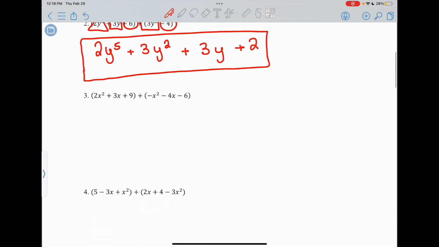Let's do number 3. I have 2x squared and -x squared. Those are like terms. I also have 3x and -4x, and 9 and -6. So 2x squared and -x squared just makes 1x squared. 3x and -4x makes a -x. And 9 minus 6 gets me +3.